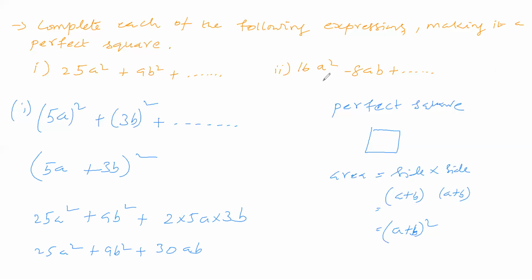So next we will take the second subdivision: 16a square minus 8ab plus dot dot dot. They are asking us to make it a perfect square. Therefore we have to bring the a minus b whole square formula. What is a in the sense? In the place of a, we will take 4a.